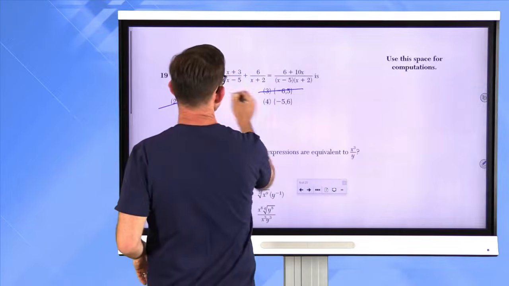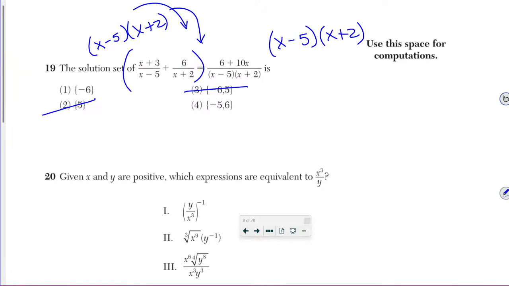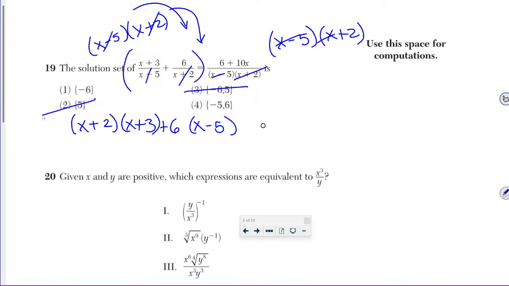So what I end up doing is multiplying both sides of this equation by x minus 5 times x plus 2. Now what that does, when I distribute this through the left-hand side, is first the x minus 5's cancel, and I'm left with x plus 2 times x plus 3. Then the x plus 2's cancel, and I'm left with 6 times x minus 5. And on this side of the equation, both these cancel, and I'm left with just 6 plus 10x.